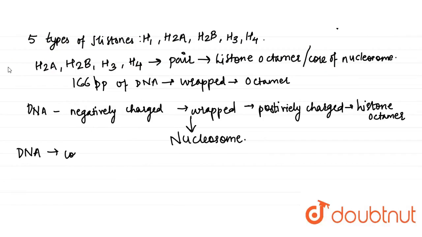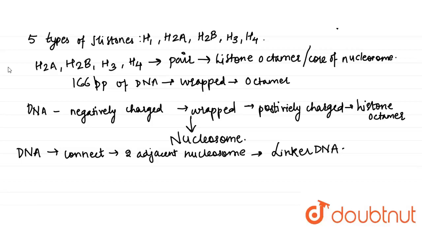Now the DNA that is going to connect the 2 adjacent nucleosomes is called the linker DNA, and it bears the H1 histone, which connects one core particle to the other. So this is the basic structure of a nucleosome in eukaryotes.